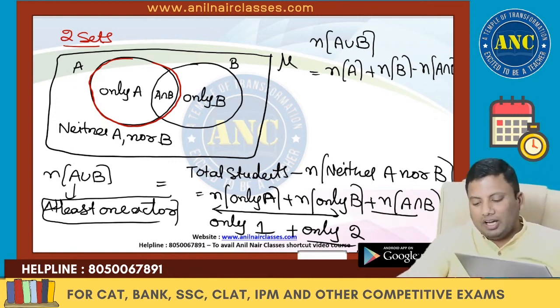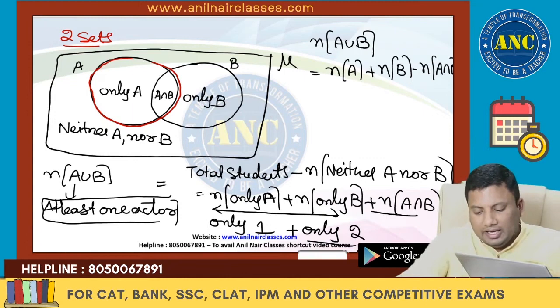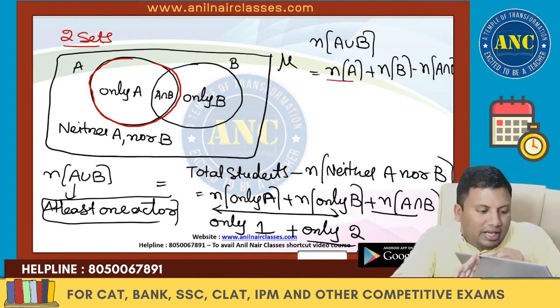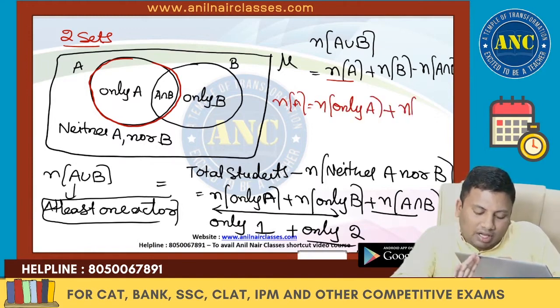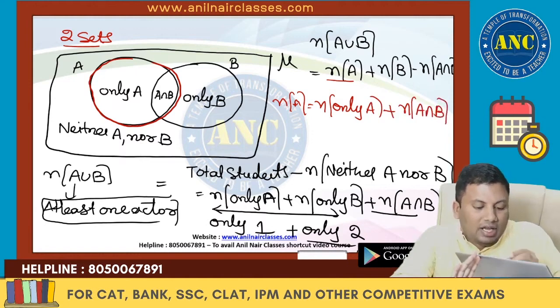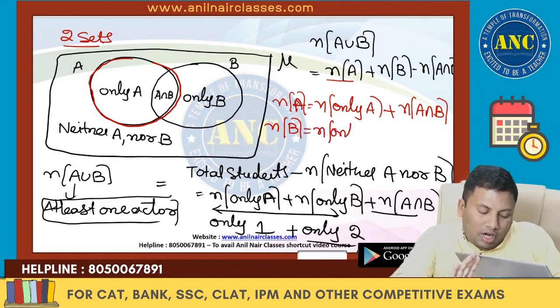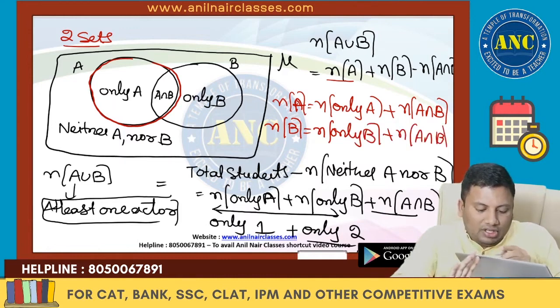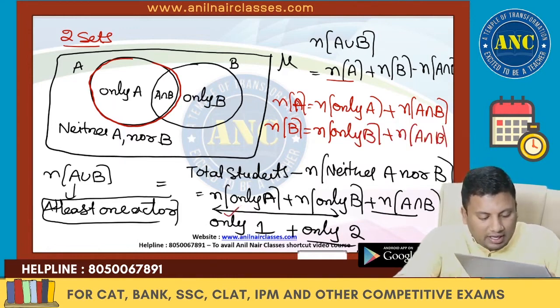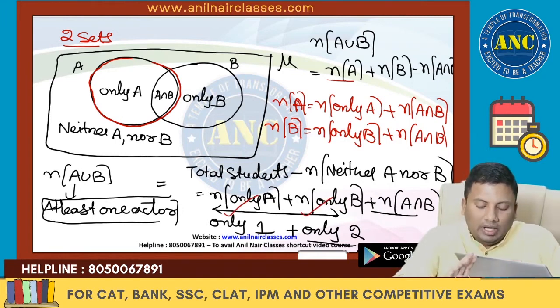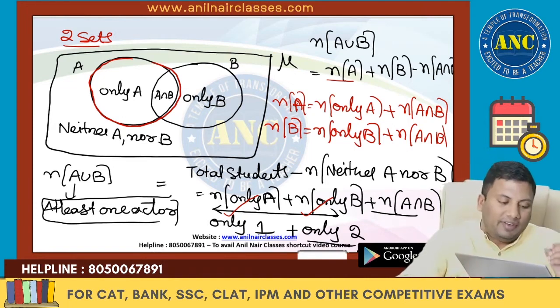N of A plus N of B minus N of A intersection B. From where did you get this? N of A is N of only A plus N of A intersection B. N of B is N of only B plus N of A intersection B. If I add these both, what will I get? N of only A plus N of only B plus 2N of A intersection B, minus N of A intersection B is this one. So, very, very important.